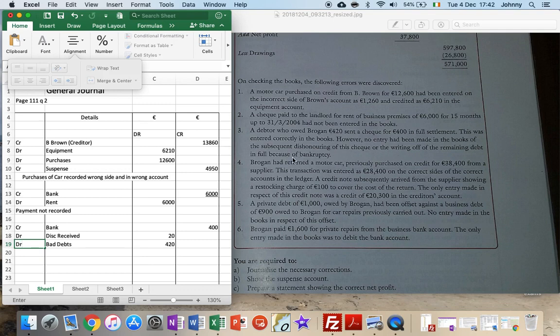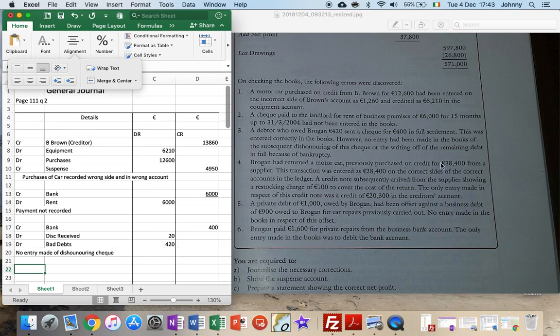And just quickly checking, no entry made. Okay, so we say no entry made of dishonored check. Move on to the next one.